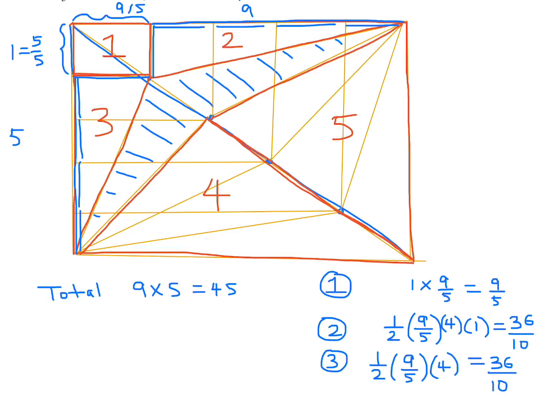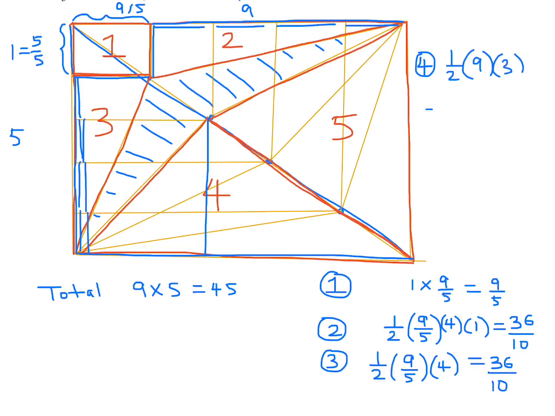Okay, that's good. How about 4? 4 is this one here. This is also a triangle, so its area is 1/2 base. Base is the full base, so that's good, that's 9. And then the height is from here to here. Well, what's that? Well, it's 3, because remember, this is 1, this is 2, this is 3. So we've got 3, and this looks like 27 over 2.